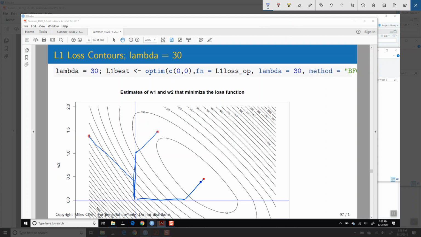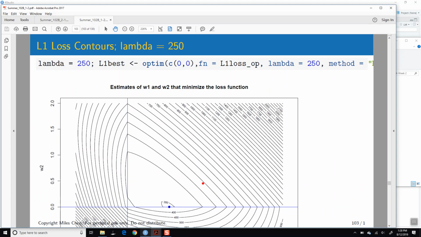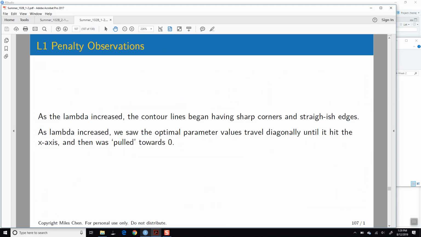So it incurs penalties on all of our coefficients equally, forcing them to move diagonally towards the origin until it hits one of the axes, and then it pushes them down to 0. Okay. And it also generalizes into higher dimensions. So as lambda increases, we saw the original optimal parameter values travel diagonally until it hits the x-axis and then is pulled towards 0.